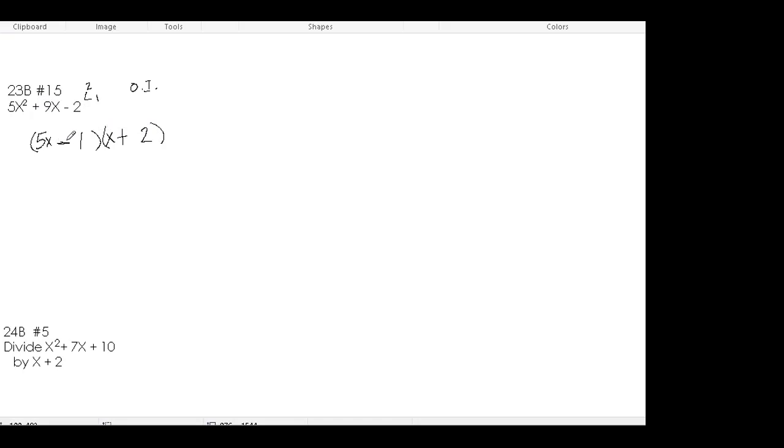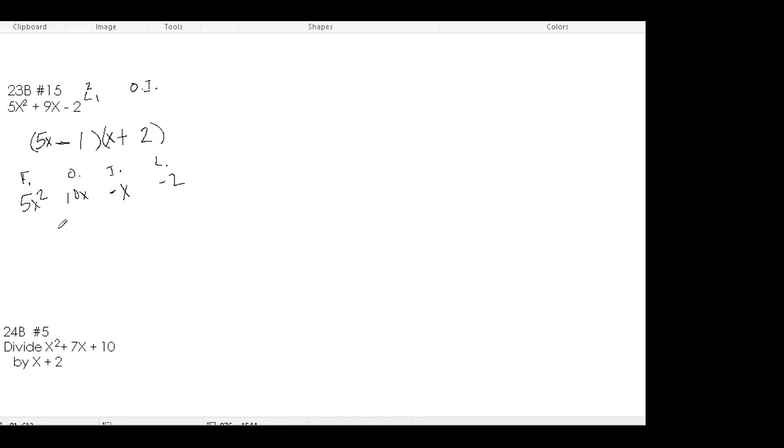But I want a negative here because I knew that one had to be positive and one had to be negative. And also because my inside ones are going to be negative x. So again, my outside ones are going to be 10x. My inside will be negative 1x. And then just to double check, my first ones are 5x squared. My last are negative 2.